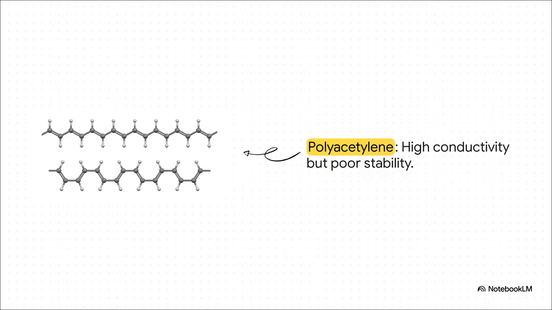Now, polyacetylene was amazing on paper. As the very first conductive polymer, it offered incredibly high baseline conductivity once it was doped, but it had a fatal flaw. It was terribly unstable. Expose it to normal atmospheric oxygen or moisture, and it degraded almost immediately. So outside of a controlled lab environment, it was fundamentally limited.